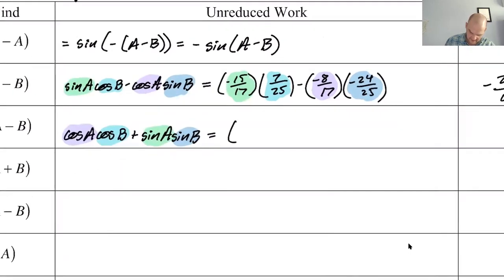So it should be -8 over 17, and then 7 over 25, and then plus light green. That's a weird way to do it. And then darker blue.